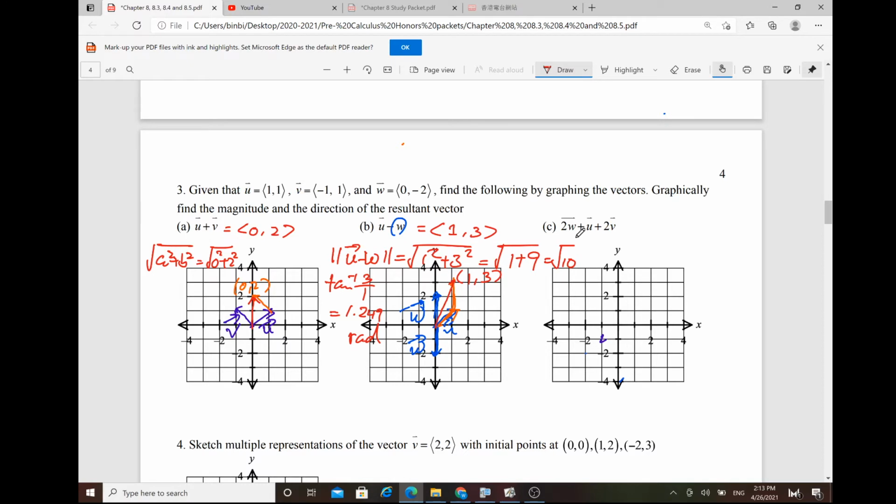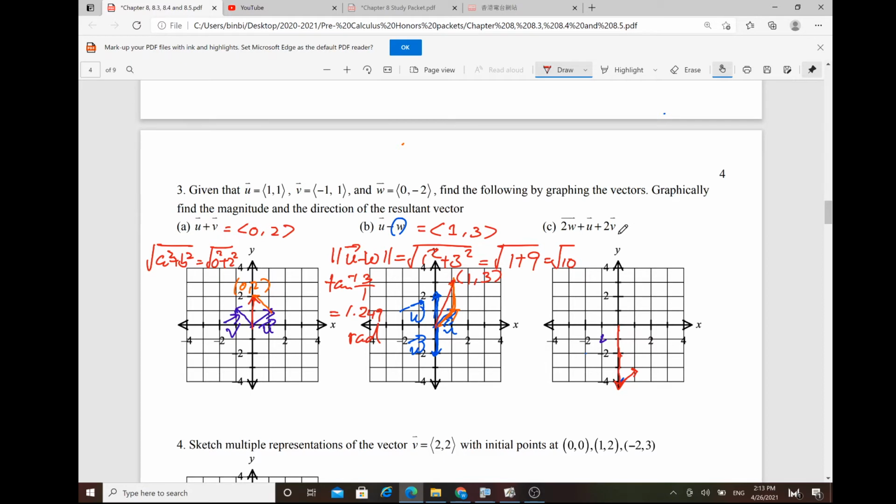Okay, so the other one is quite similar. We started with 2w. So 2w, that means <0, -4>, so 2 times <0, -2>. So going down. You want to keep going a little bit further because that's 2 times. Right here. So just chase that instead of making the individual vectors. So u. What's u again? Going down this way, slant it, up 1 over to the right.